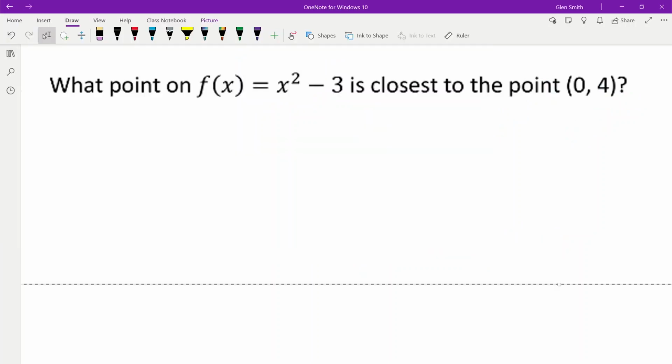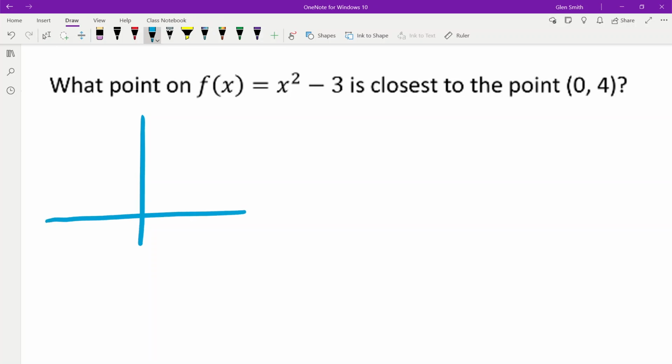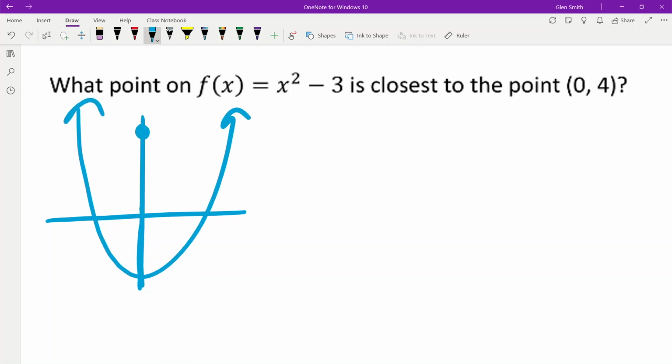So, having a graph of this makes it a little bit sweeter. So, that's what this graph looks like, right? I can do better than that. Okay, so there's that. The point 0, 4 is up here somewhere. And we're saying, again, there's a point on that graph that is closest to that point. You can picture it's somewhere right here, perhaps. Is that okay? And there's also another one on this side, so we're going to get 2 answers here.